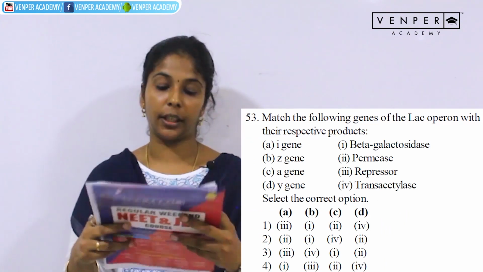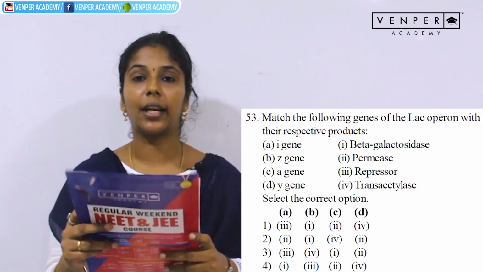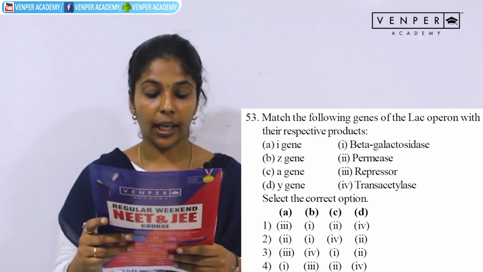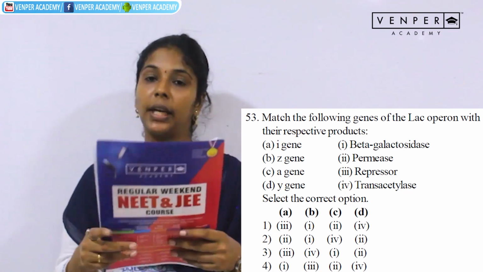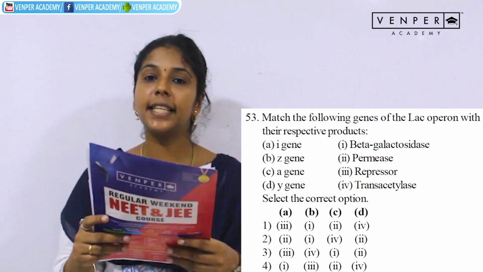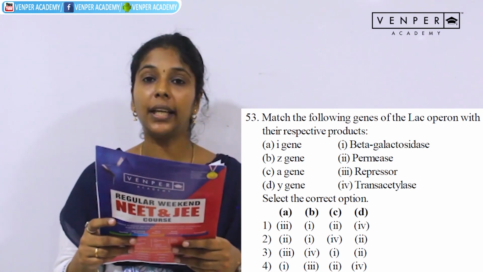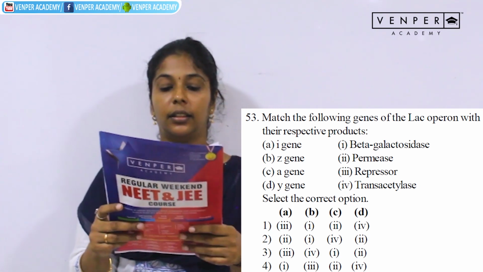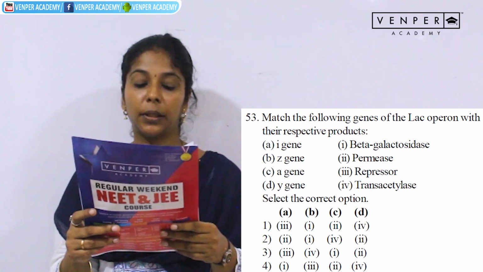Question number 53. Match the following genes of lac operon with the respective products. We have I gene, Z gene, A gene and Y gene. Each one codes the respective products. I gene is a repressor gene and Z gene is for beta galactosidase. A gene is responsible for transacetylase product and Y gene is permease.